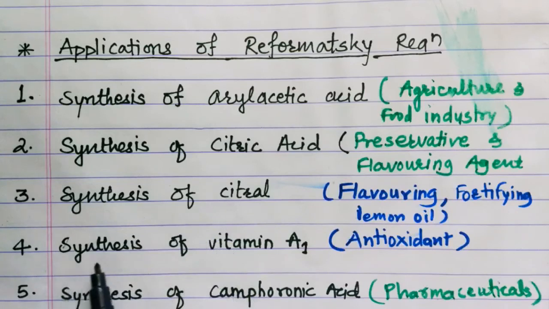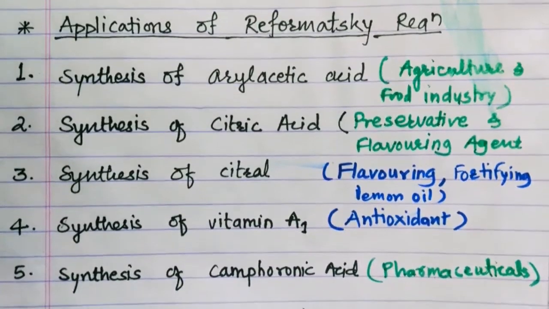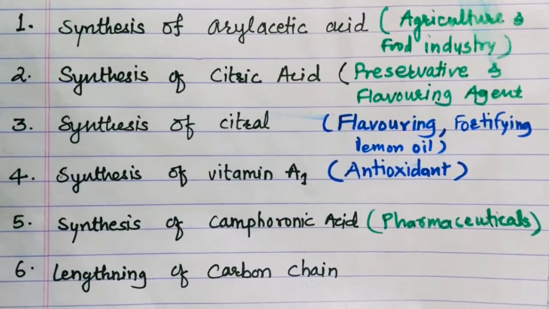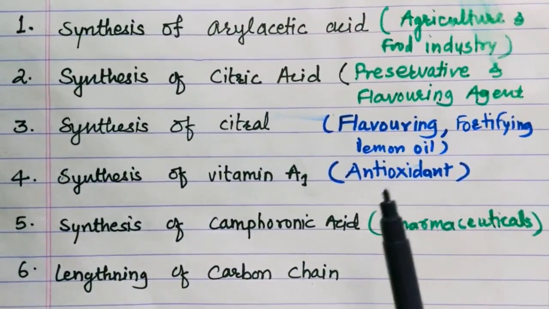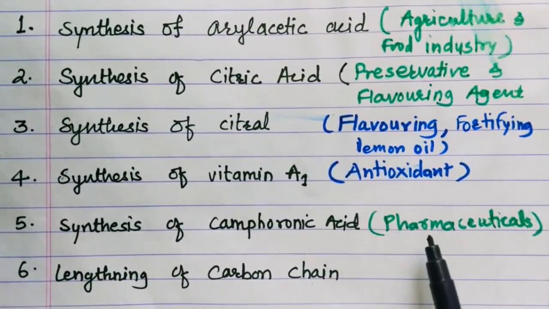Next application is synthesis of vitamin A1. It is well known for its antioxidant property. One more application of this Reformatsky reaction is synthesis of camphoronic acid, so it can be used in the pharmaceutical industries, and it can be used for lengthening of carbon chain. So these are some applications of Reformatsky reaction.